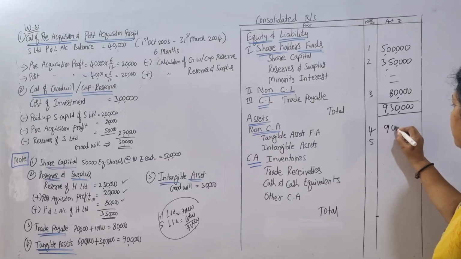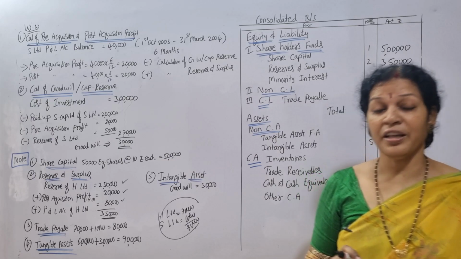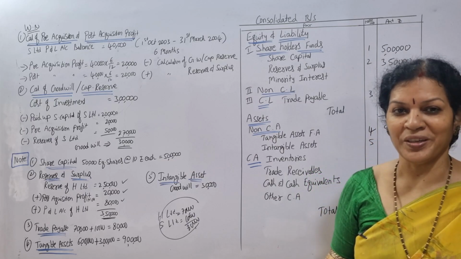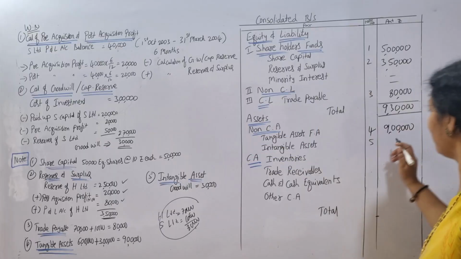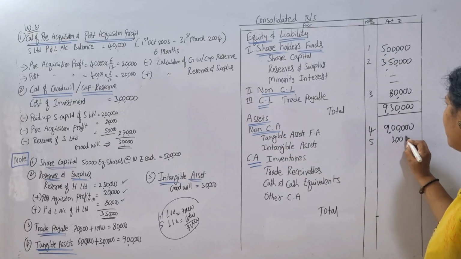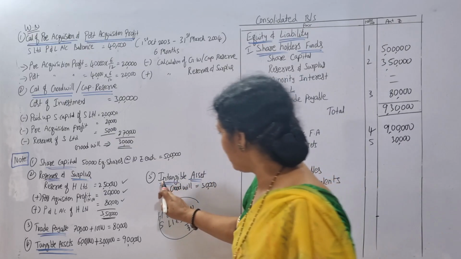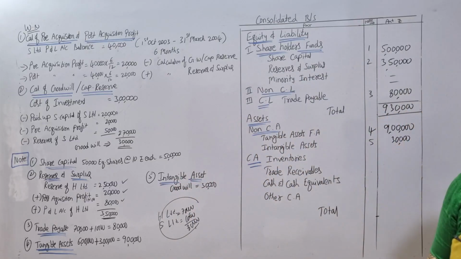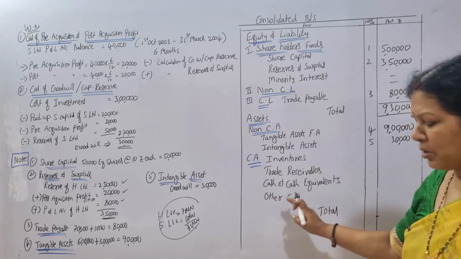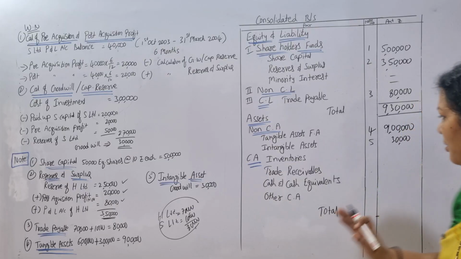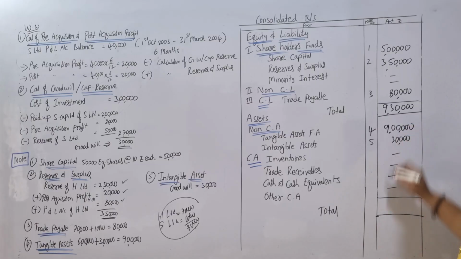Intangible asset. Intangible asset means goodwill. Where is goodwill? We have already done the calculation. Goodwill is 30,000. Yes, 30,000. And next, current assets: inventories, trade receivable, cash and cash equivalent, other current assets. Is anything given? Not at all. So we'll keep the blanks. That's it. 9,30,000.